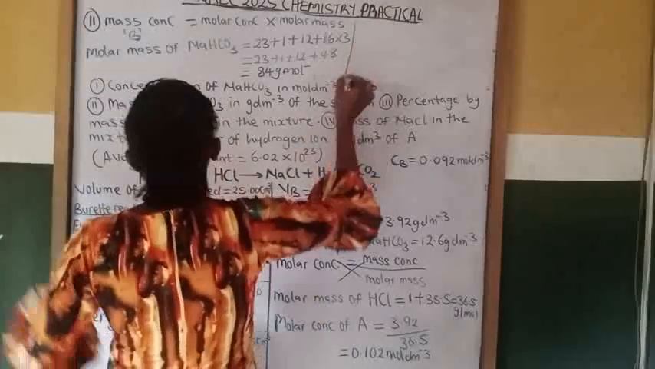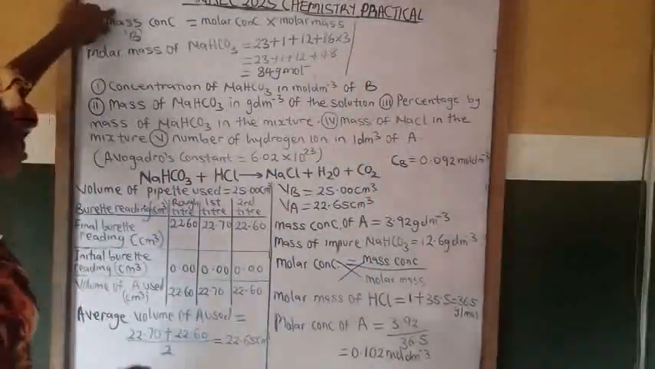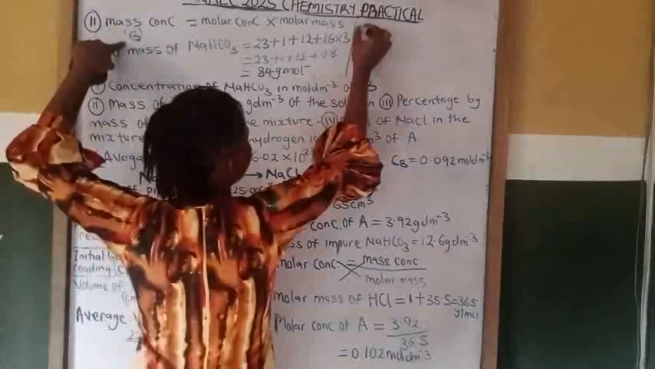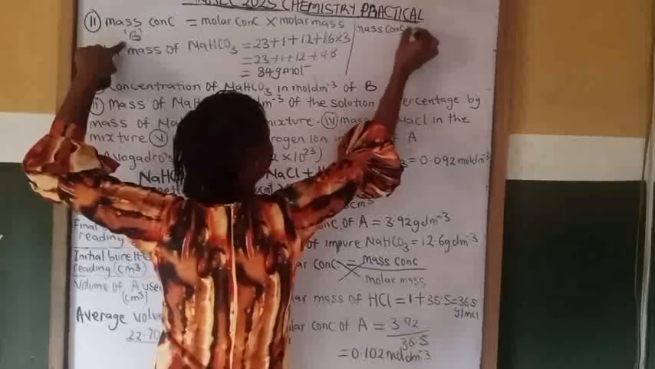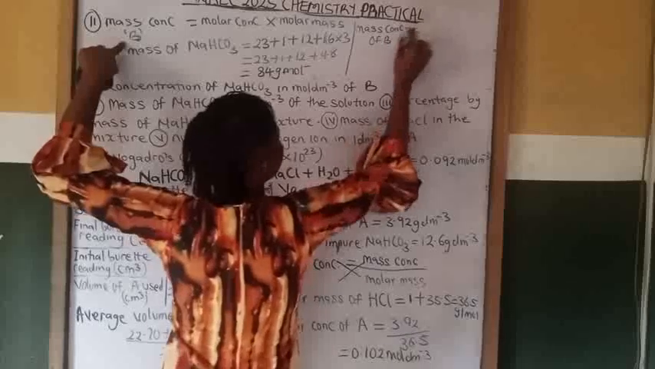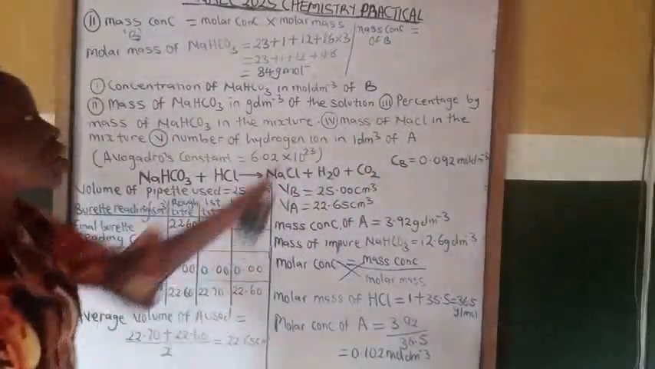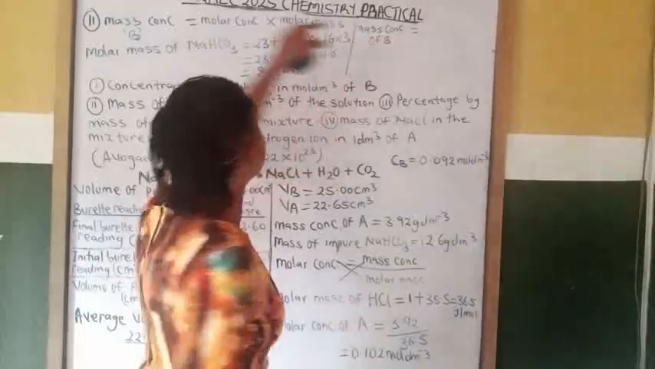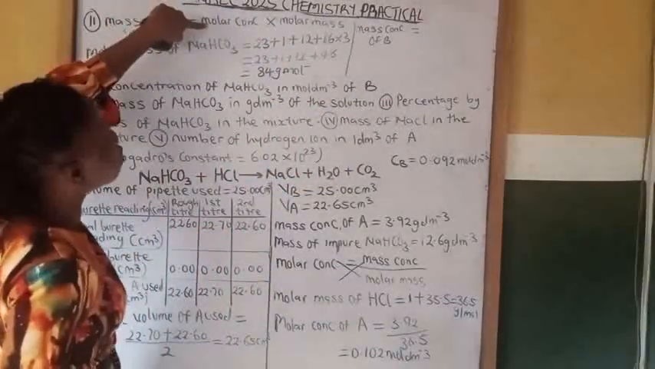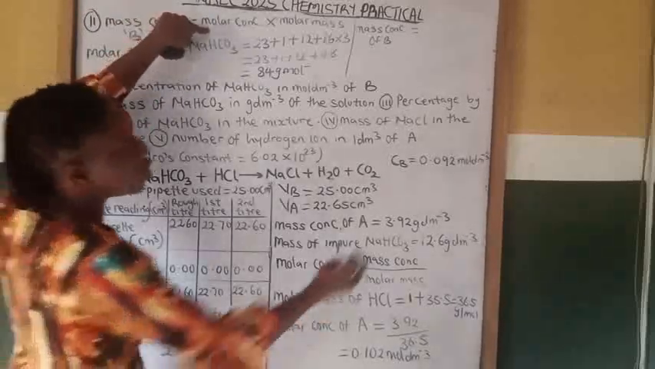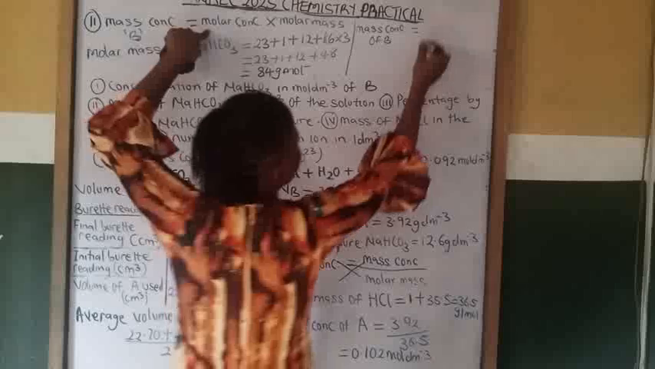So we are looking for the mass concentration of B. Therefore, the mass concentration of B is equal to, don't forget, don't write conc, write it fully, concentration. So the mass concentration is now the molar concentration of B, which is 0.092.